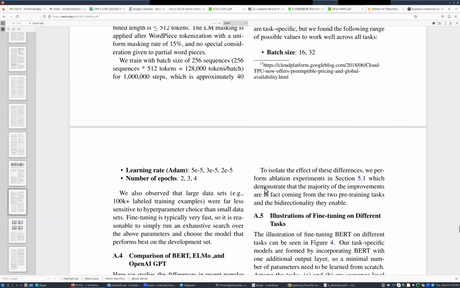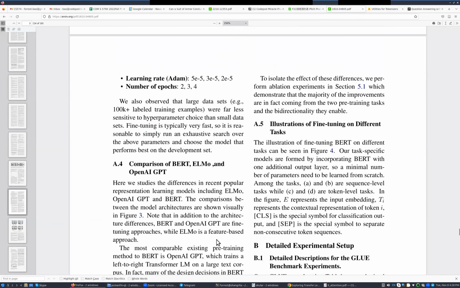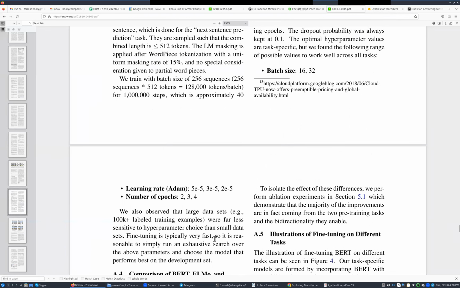Did they mention how long it takes? Yeah, see, fine-tuning is typically very fast. It's reasonable to simply run exhaustive search over the broad parameters. So just remember it's super fast, it won't take days. All right, any questions?